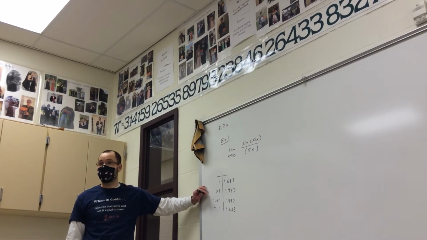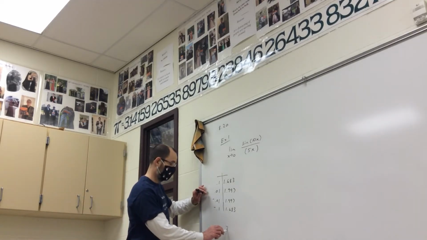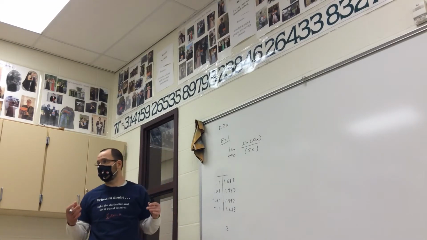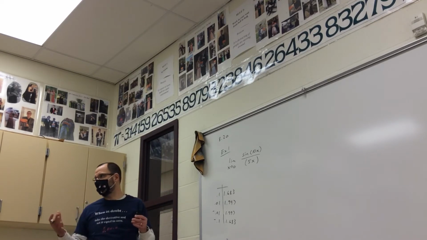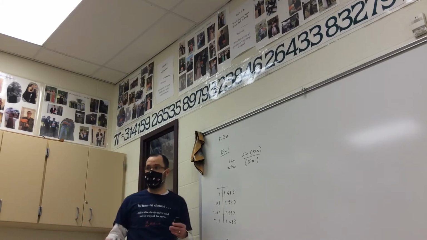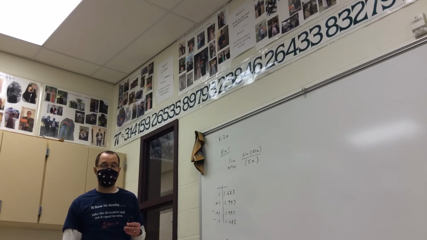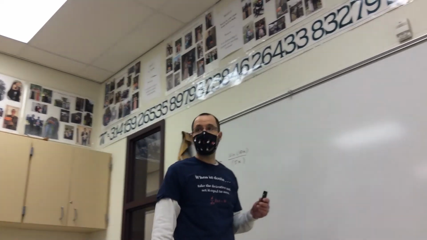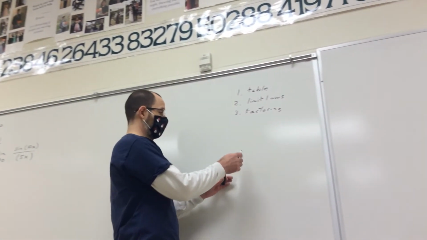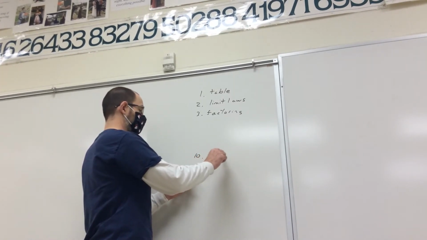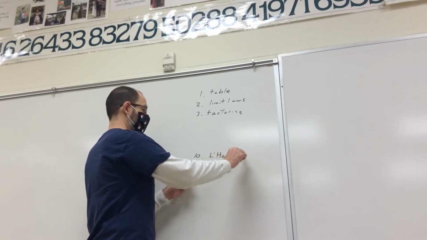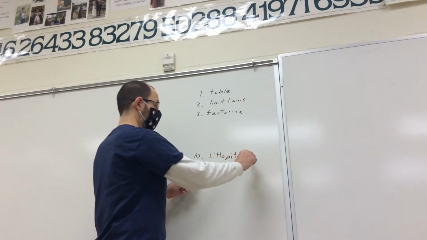So based on this table, it looks like it's getting close to 2. So now we have an assurance of what the answer is supposed to be. And so then when I show you this new method and I get 2, at least you'll reasonably be able to believe that this is the right way to go. Okay, so here's the title. Here's what it's called. It's named after a French guy. His name was L'Hopital. So this is L'Hopital's rule.